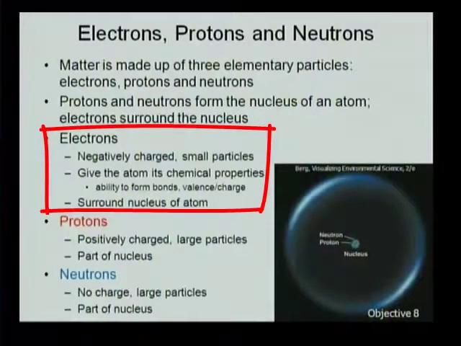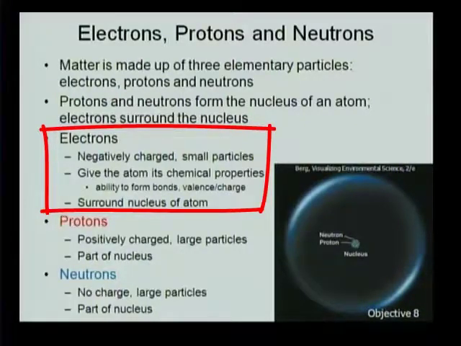Electrons have a negative charge, and they're very small particles with very little mass or weight to them. So they're negatively charged and small. They give the atom its chemical properties. It's the trading and the sharing of electrons that gives the atom its ability to form bonds and have these chemical properties we'll talk about later on. We have specific objectives for these in looking at valence and charge. And these are on the outside, and that allows them to interact with other atoms.